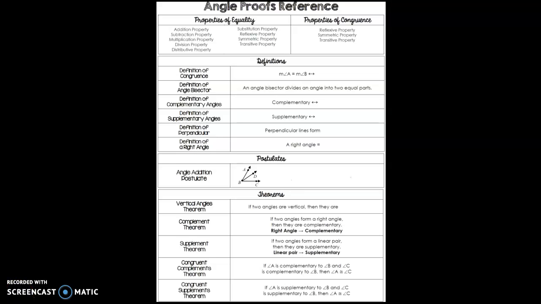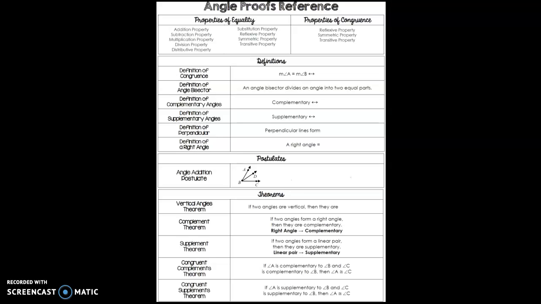All right, so today's lesson is on 2.6, proving geometric relationships. And so we're going to start with this angle proof reference sheet. And this is actually going to be on the very back of the segment proof reference sheet that we already started with. So hopefully you have that in your notes. And if you have this printed out, that's where you can find it. It's just on the back.